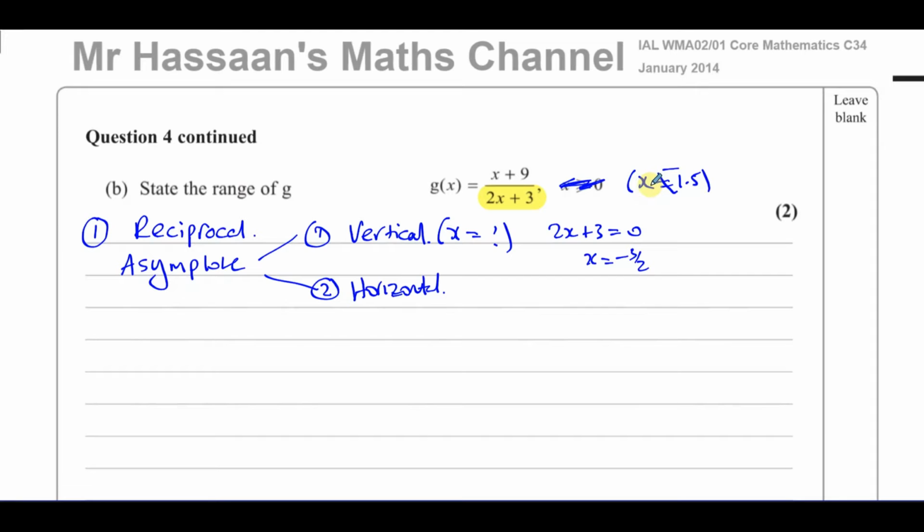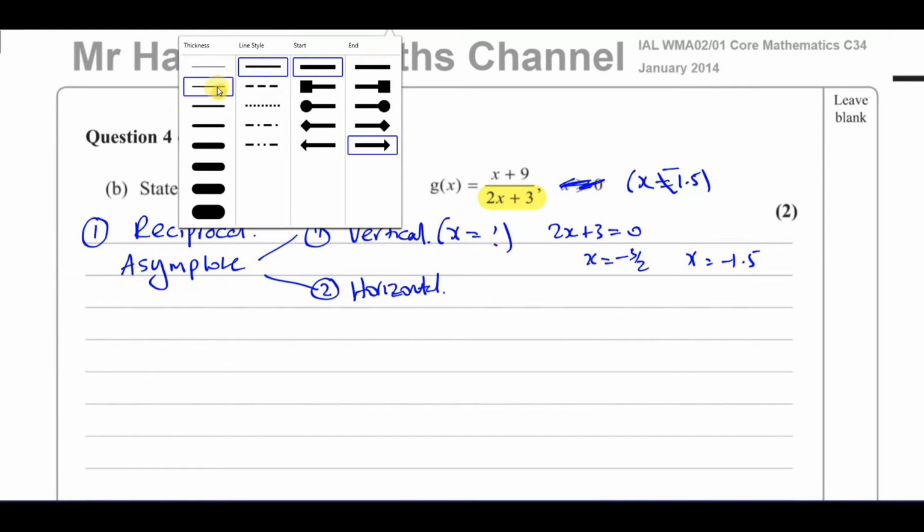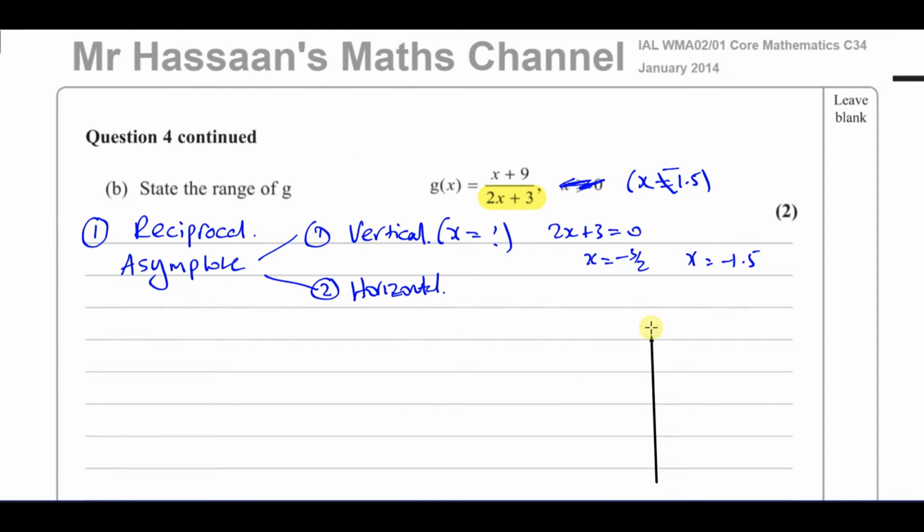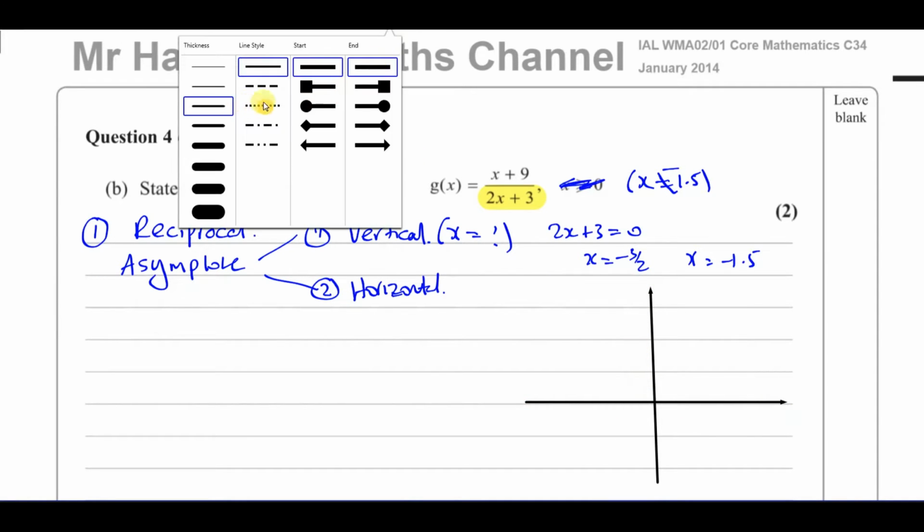You have to take out any undefined values for x. Any values of x that cause the function to be undefined. So that's going to be x equals minus 1.5. That's going to be the vertical asymptote. So we can make a little sketch now and just start putting things in place. Right, so we'll have our asymptote at minus 1.5.